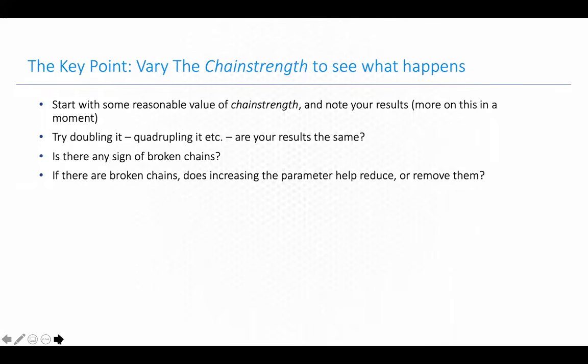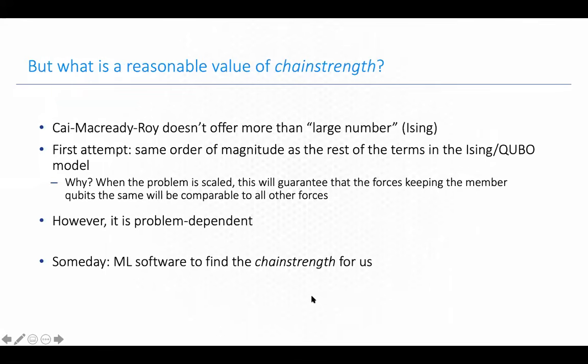But this slide, of course, raises an interesting topic. How do I know what the initial chain strength really ought to be? Macready and Roy in their paper don't say anything more than a large number. And the main reason is they can't. It's problem dependent. It's going to depend on what else you set up. And a first good estimate is the same order of magnitude as the rest of the terms in the Ising and the QUBO. In other words, that one I showed you just had numbers like 2 in it. If you were to try an initial chain strength of 1 or 2, perfectly reasonable.